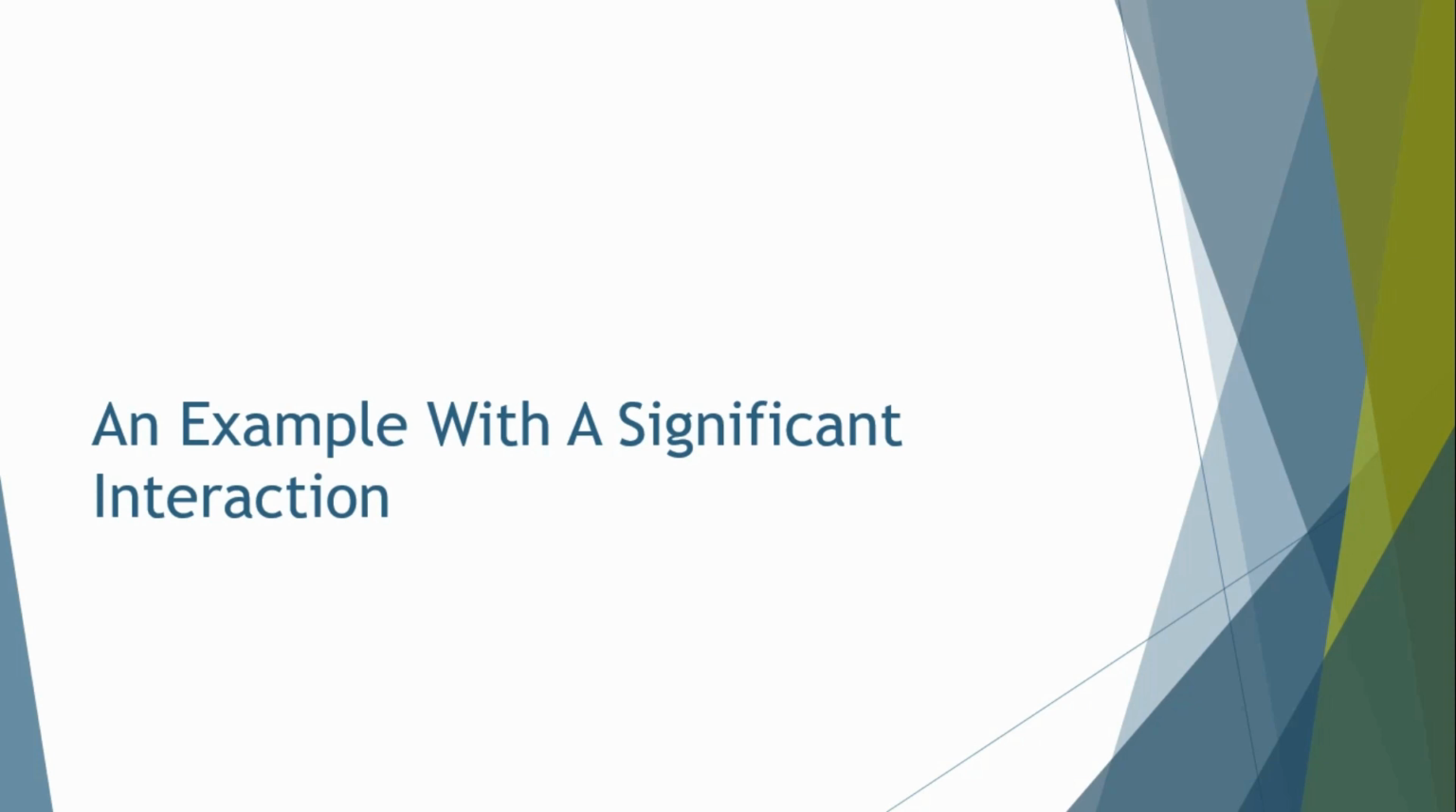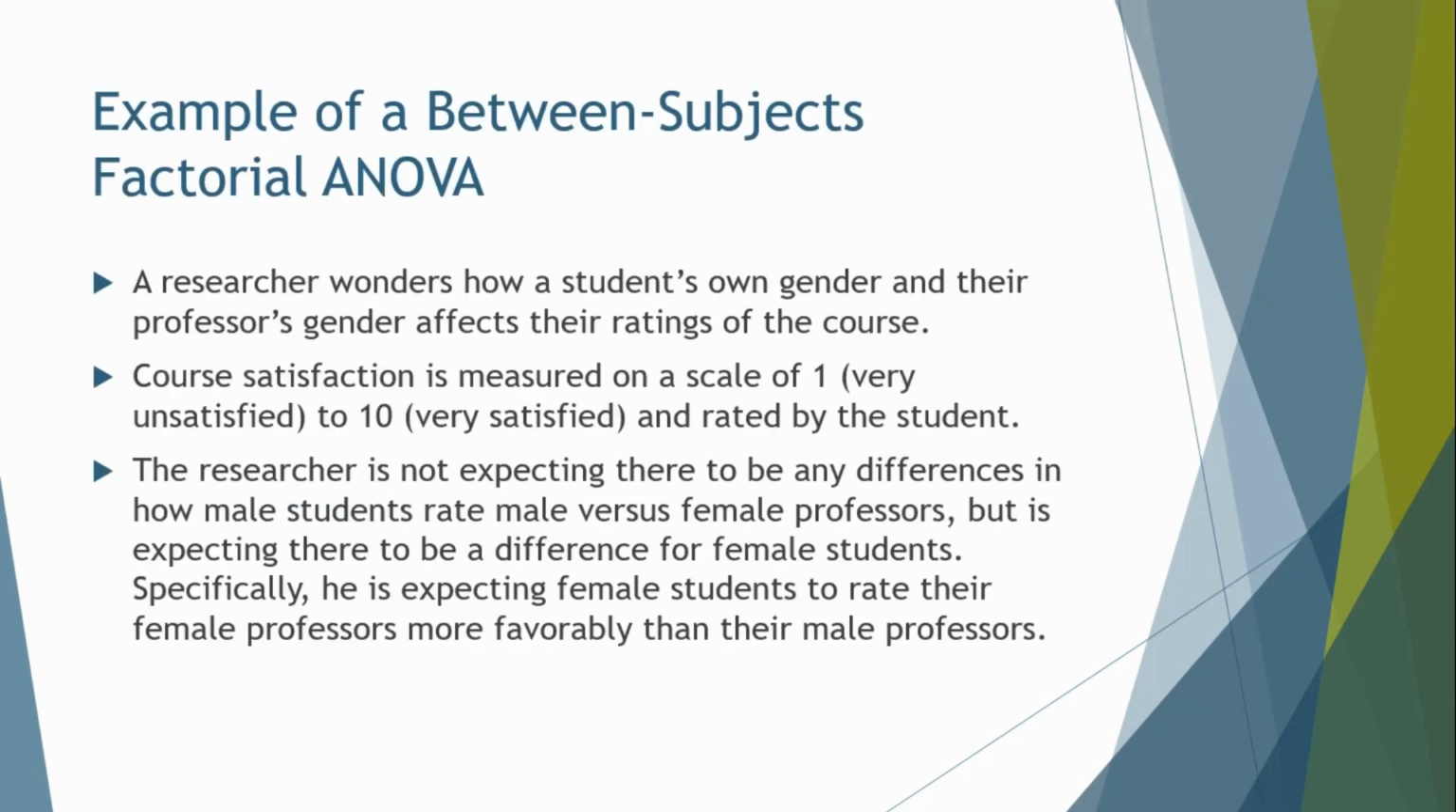So we're first going to look at an example with a significant interaction between our independent variables. So let me explain kind of what that is. When you have an interaction between your independent variables, it means that your independent variables are interacting, they're working together to produce an effect on your DV.